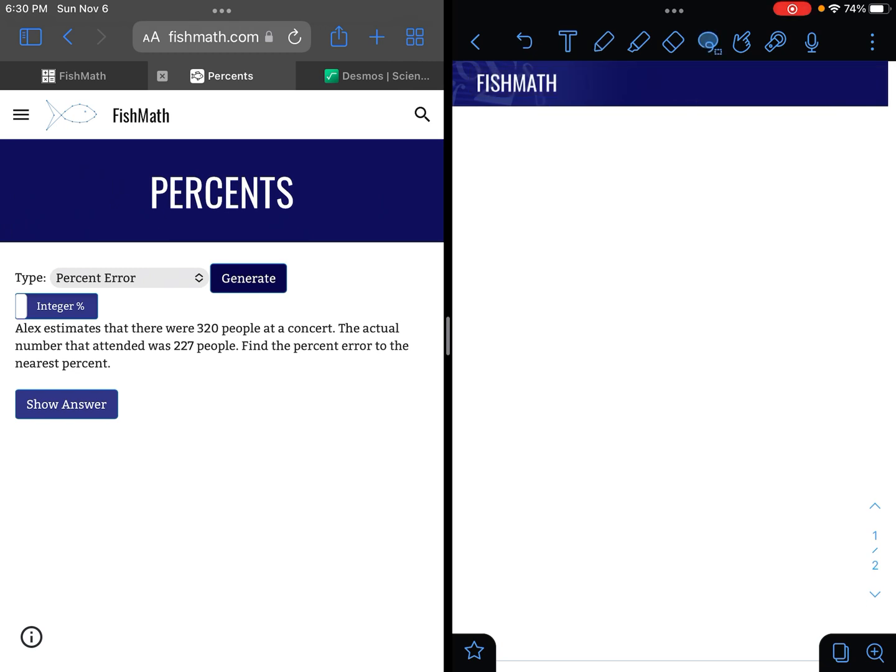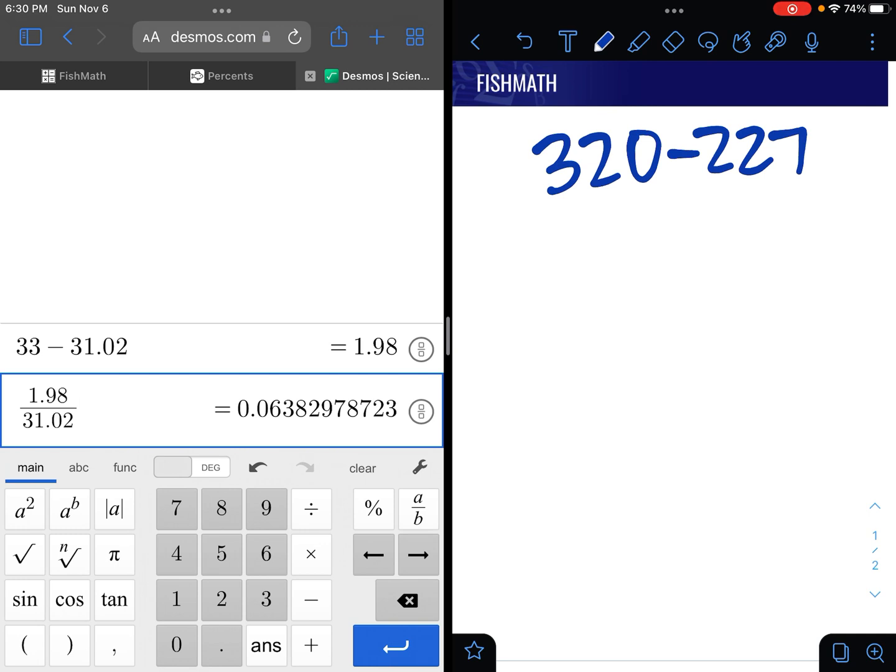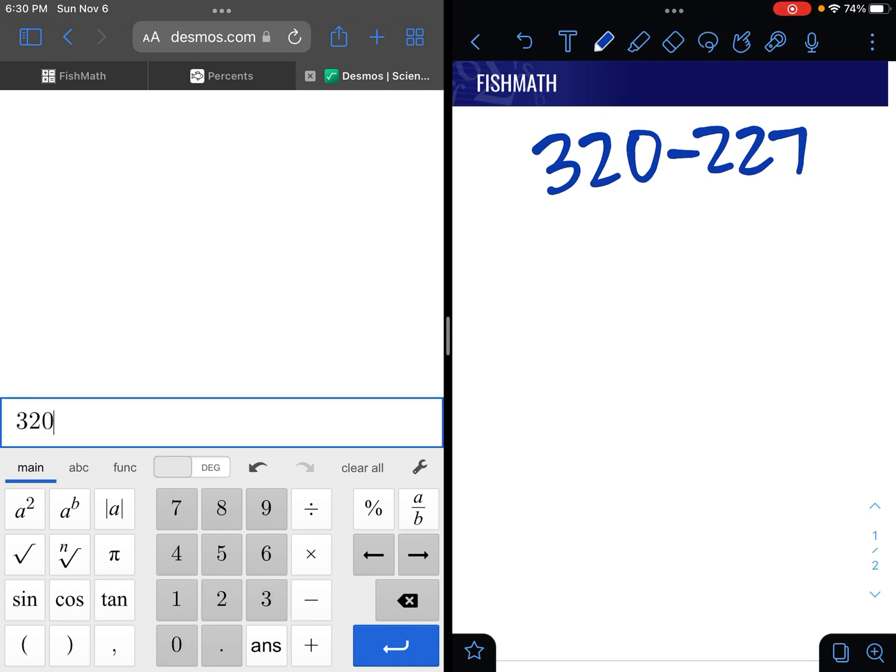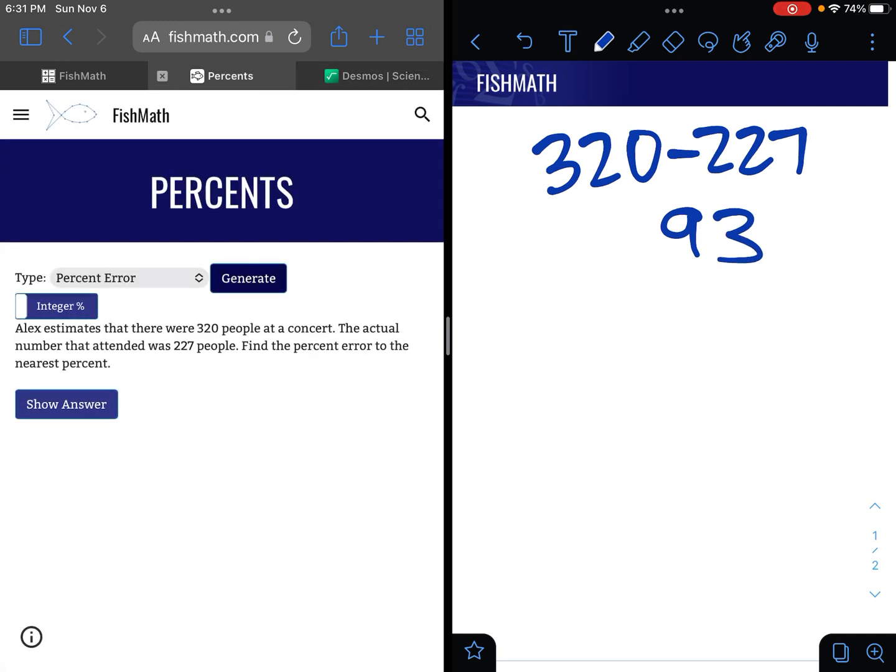So let's look at the first problem here. We've got 320 and 227. It doesn't matter which one is which right now. We're just going to subtract them to figure out the difference. So 320 minus 227 is 93. So that's how much the error is, the difference. Then we're going to divide that by the actual. The actual number was 227, so 93 over 227.